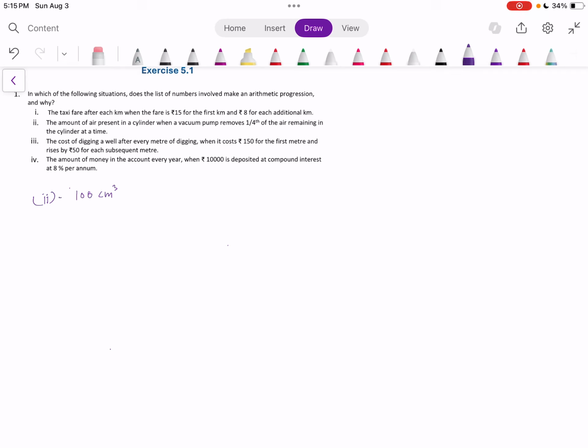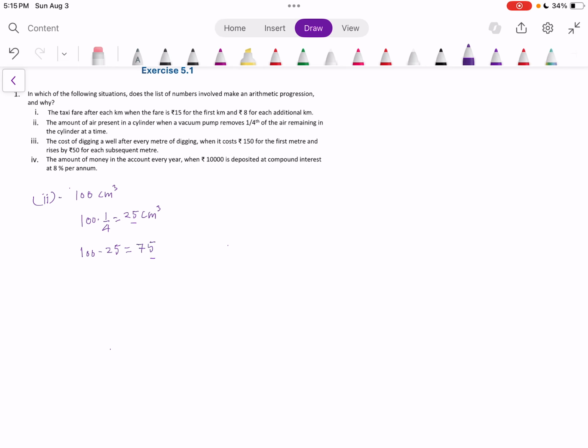So in each run, this vacuum pump removes 1/4 of the remaining air. We have 100 centimeter cube of air in it. In the first go it is going to remove 1/4 of this amount, so it is going to remove 25 centimeters cube, right? So the remaining amount is 100 minus 25, it's going to be 75.